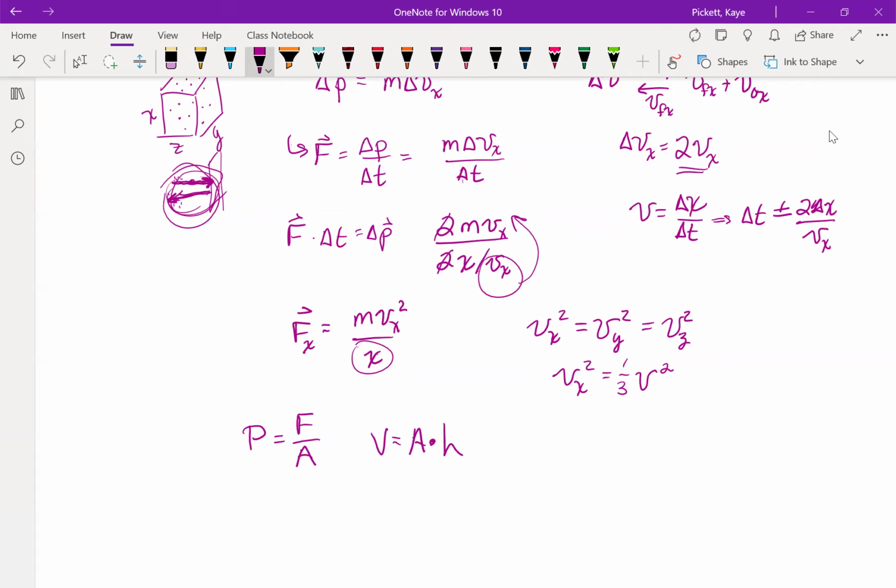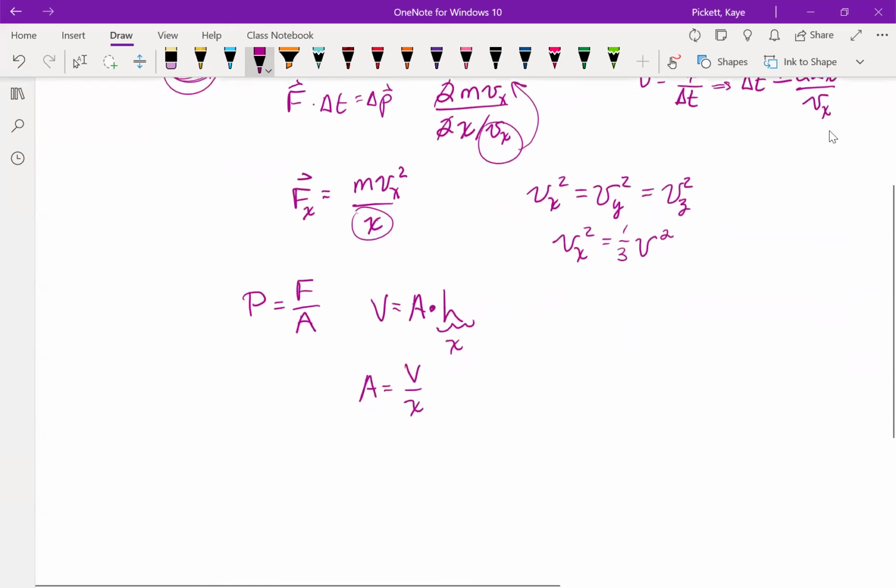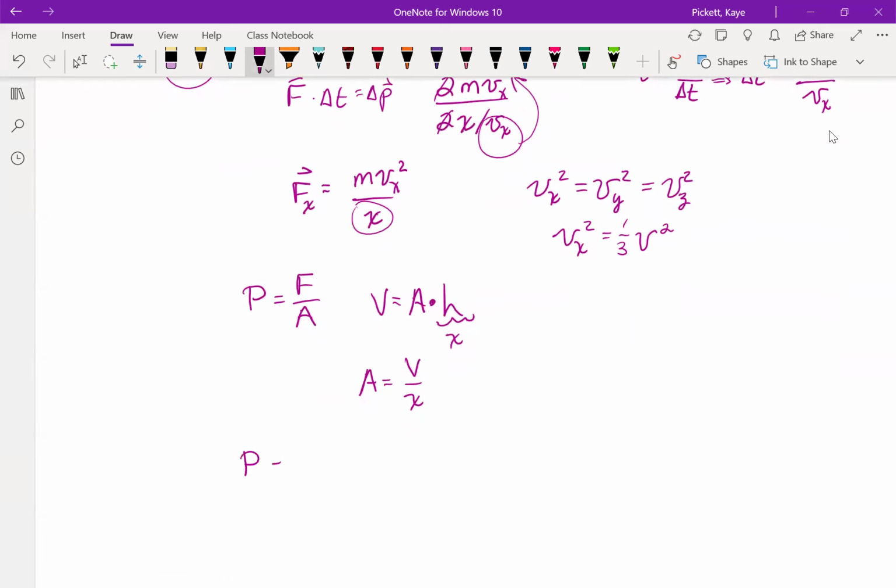So this H, I'm just going to say, is X. And so A is the volume divided by X. And so my pressure is the force divided by volume times X. And this is mighty interesting. I'm going to put a highlight here because we're going to come back to that. That's going to be important in just a few minutes.